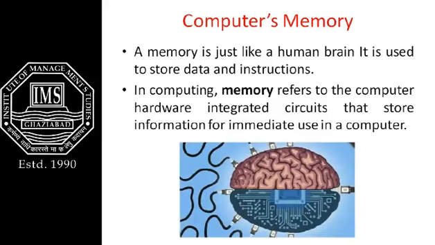As we can see in this figure, the uppermost part suggests the human memory, whereas the lower part, the other section of this diagram, shows the integrated circuit memory, or computer hardware type of memory. So one is human memory and another is computer's memory.